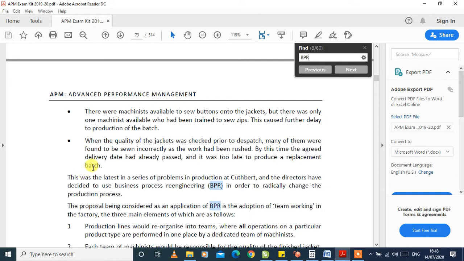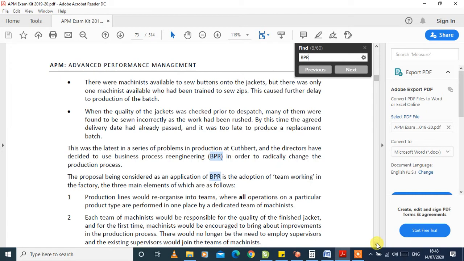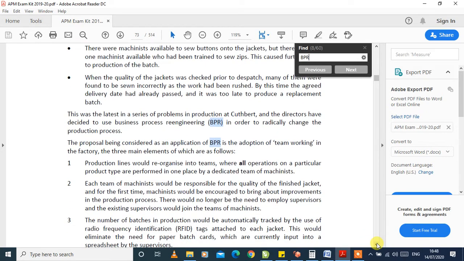Cool. The proposal being considered as an application of BPR is the adoption of team working in the factory. The three main elements of which are as follows. Production lines would reorganize into teams where all operations on a particular product type are performed in one place by a dedicated team of machinists. Each team of machinists would be responsible for the quality of finished jacket, and for the first time, machinists would be encouraged to bring about improvements in the production process. There would no longer be the need to employ supervisors, and the existing supervisors would join the teams of machinists.